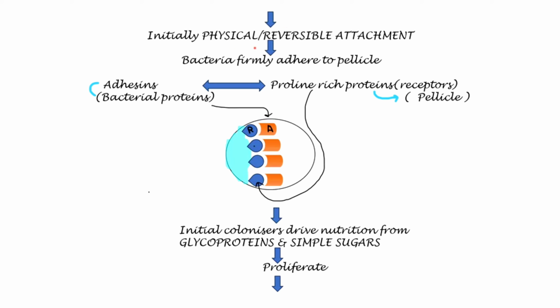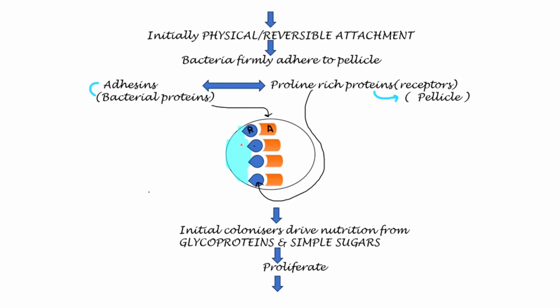Initially, this attachment is physical or reversible. They firmly adhere to the pellicle at a later stage. The bacteria have adhesins, or bacterial proteins. These are the adhesins; you can see this pictorial representation. They attach to proline-rich proteins or receptors in the pellicle. This is the pellicle which is attached to the tooth surface. These are the proline-rich proteins or receptors of the pellicle, and these are the adhesins, which are the bacterial proteins. The bacteria come and adhere to the receptors on the pellicle.